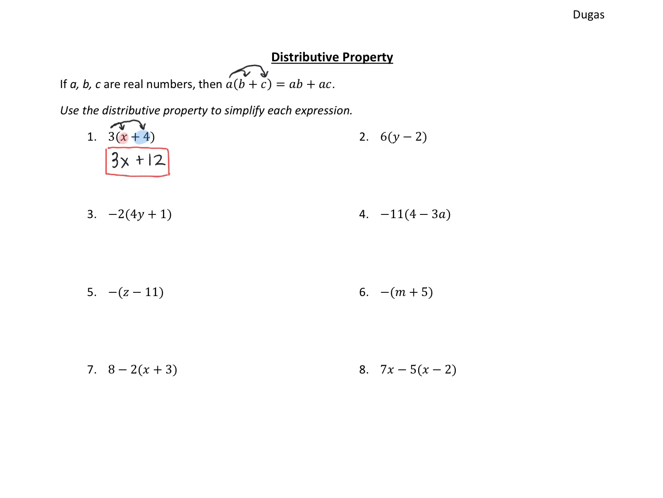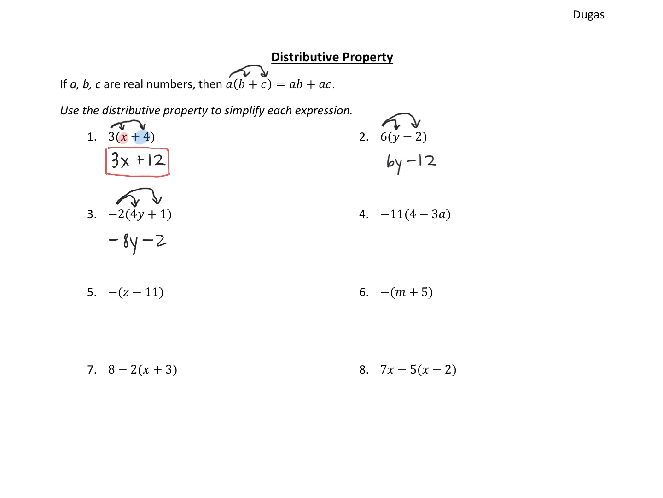So we're going to use the distributive property for each of these, and then if we can simplify by adding like terms, we'll do that. So number 2, we will distribute the 6. So 6 times y is 6y, and 6 times negative 2 is negative 12. There's nothing else to do. Those are not like terms, so that's it. Number 3, we have negative 2, and we're distributing that to 4y plus 1. So negative 2 times 4y is negative 8y, and then negative 2 times 1 is negative 2. Those are not like terms, so that's all we can do.